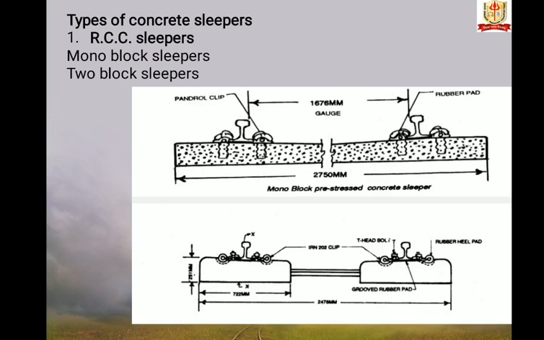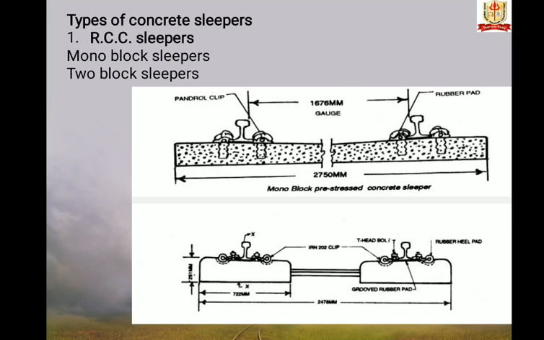Monoblock sleeper. This type of RCC sleeper is also known as a one-piece or through type sleeper. It consists of a member of reinforced cement concrete of suitable dimension like a wooden sleeper, and an inverted slope of 1 in 20 is provided for a distance of 175 mm on either side of the center line of the rail seat, as shown in the figure.